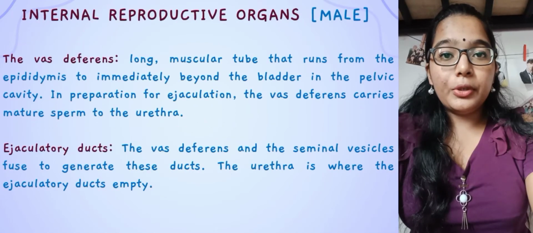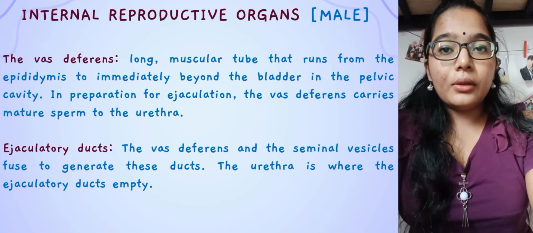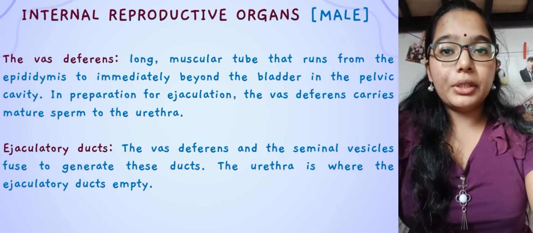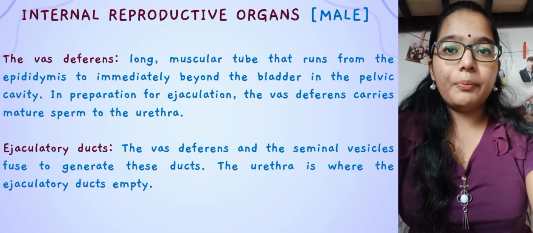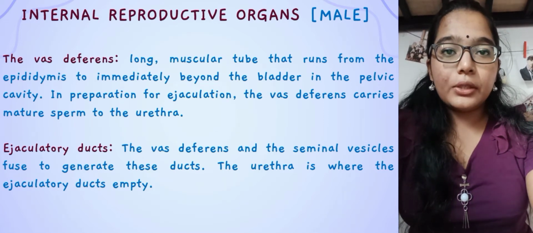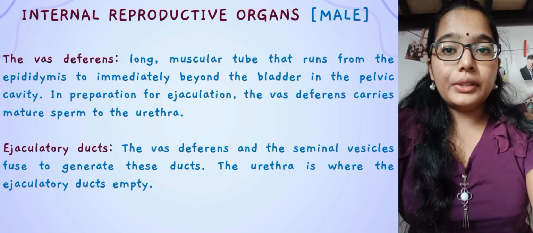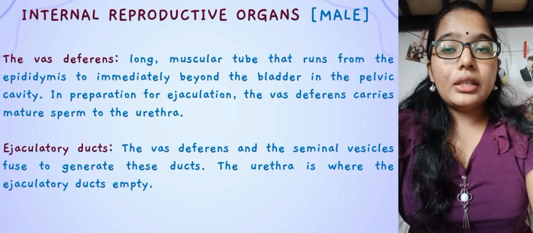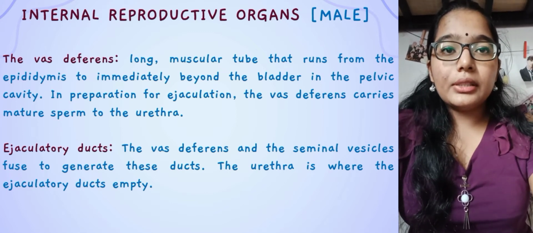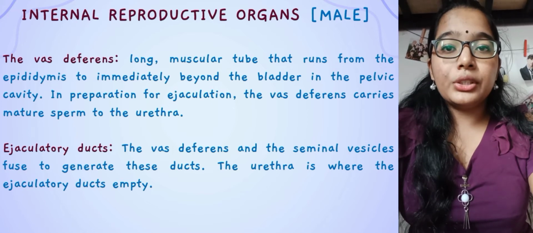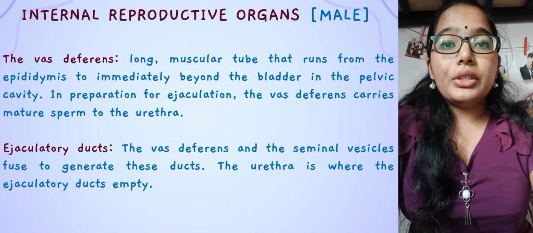The internal reproductive system of males starts with vas deferens. It's a long muscular tube that runs from the epididymis to immediately beyond the bladder in the pelvic cavity. In preparation for ejaculation, the vas deferens carries mature sperm to the urethra. Next, the ejaculatory ducts. The vas deferens and the seminal vesicles fuse to generate these ducts. The urethra is where the ejaculatory ducts empty.